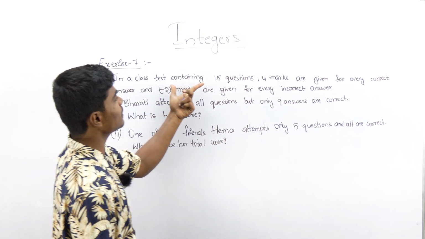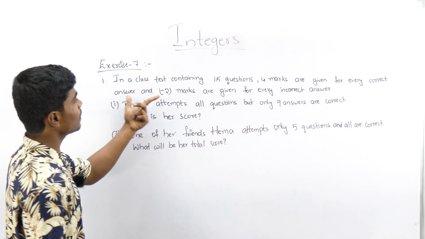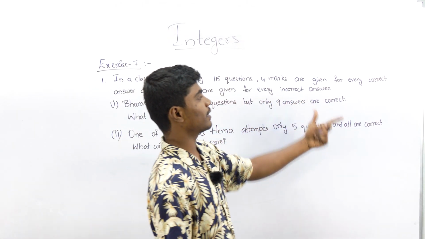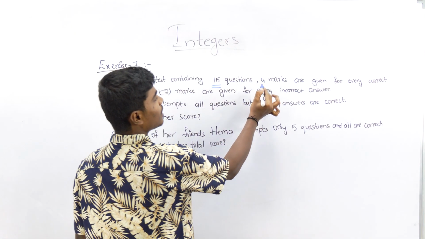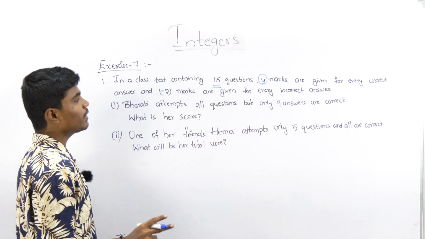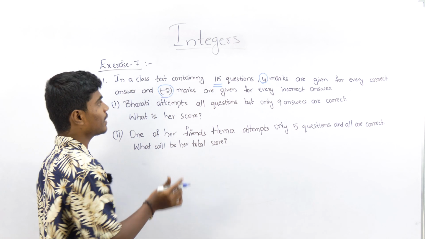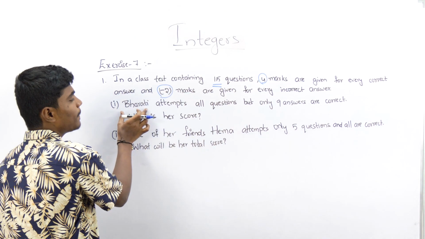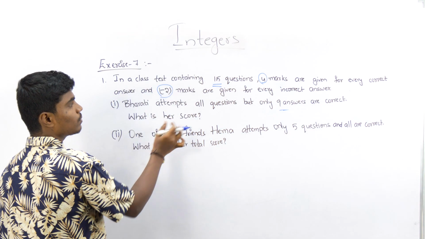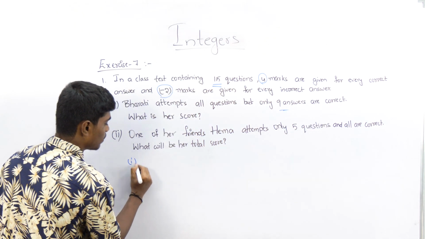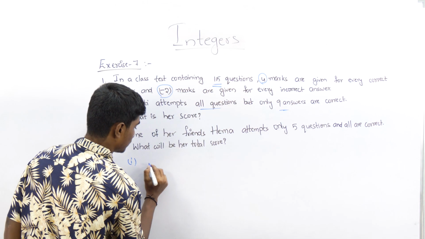First problem. In a class test containing 15 questions, 4 marks are given for every correct answer and minus 2 marks are given for every incorrect answer. Here total questions are 15, and for every correct answer the marks is 4, and if the person answers incorrectly, then the marks given for incorrect answer is minus 2. Here Bharati attempts all questions but only 9 answers are correct. What is her score? See, first one, Bharati answered all questions, means 15 questions.